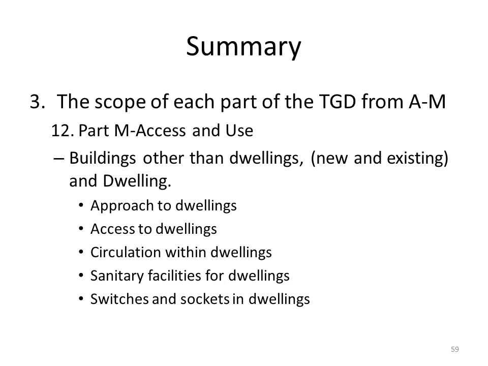The scope of each part of the technical guidance documents also covered Part M, which is the last one, which is access and use, and this included buildings other than dwellings, new and existing dwellings, approach to dwellings, access to the dwellings, circulation within dwellings, and sanitary facilities for dwellings, and also switches and sockets in dwellings.